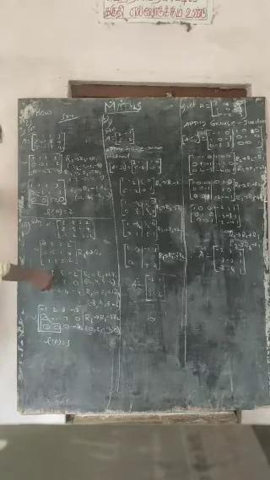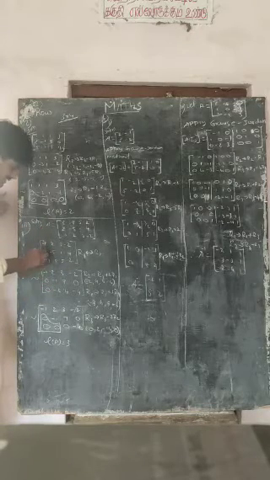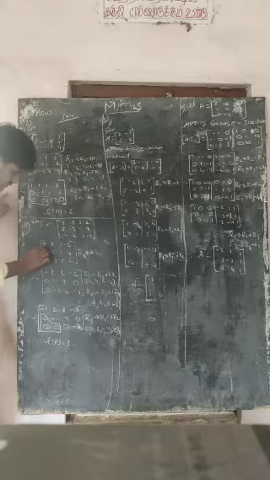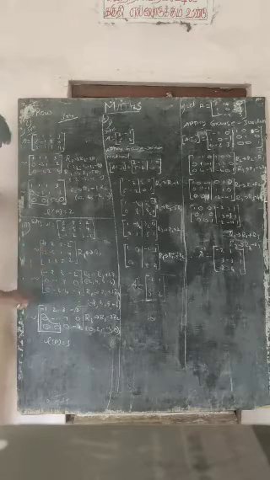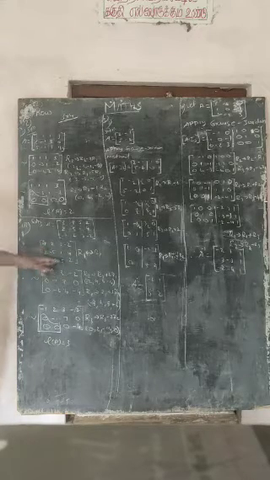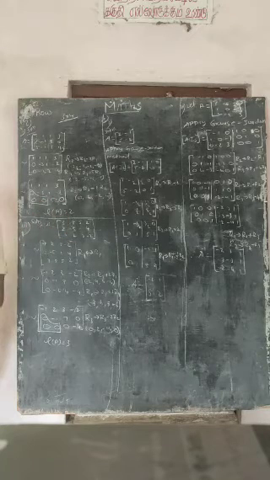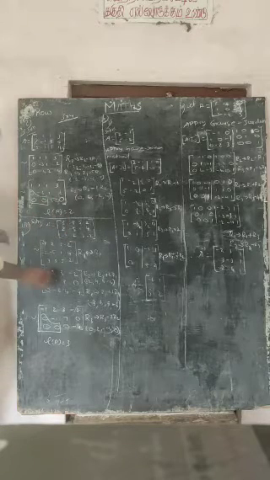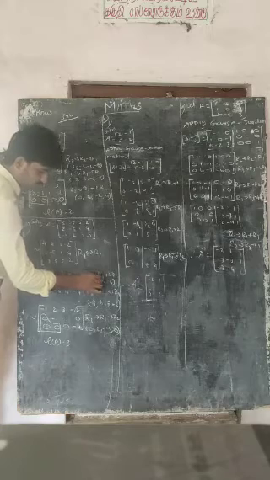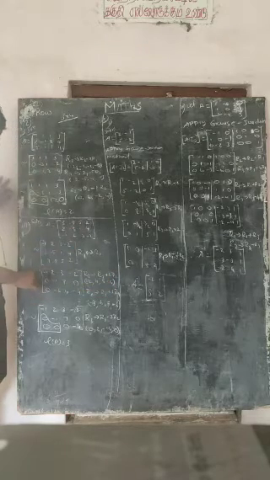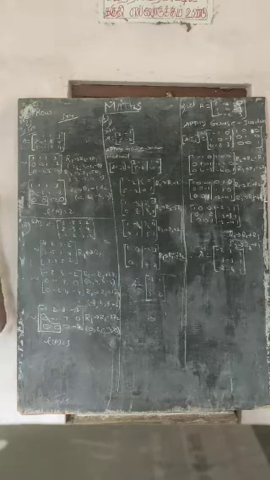Then now our aim is that these three places will be 0. Our aim is to make these three, 1, 2, 3, into 0. So the first condition you have to write is R2 tends to R2 plus 2R1.